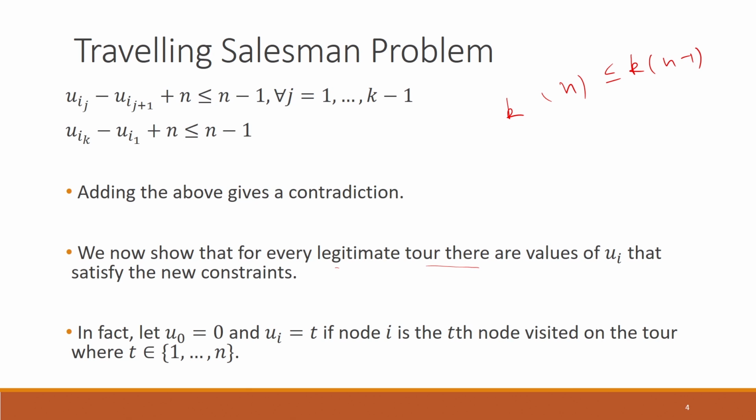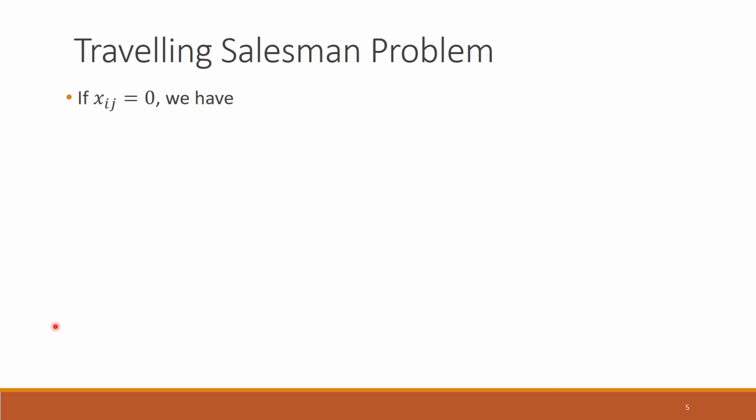The way you select the u values is such that you set u0 equal to 0 and ui equal to t if node i is the tth node visited on the tour, where t goes from 1 till n. Now let us see how it works. We have defined a way in which, if we select a particular set of u values, then we can guarantee that if someone gives you a tour of the traveling salesman problem, we will be able to find the values of u's and so on that will satisfy the constraint set that we have.